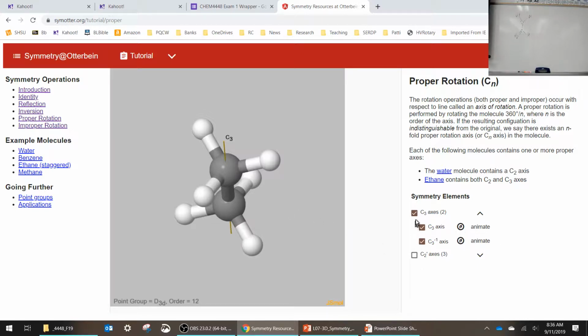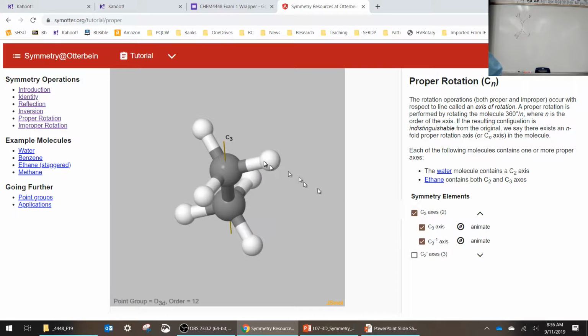Now this has some C2 axes. What do I mean by C2? That little subscript 2, what is that telling you? 180. Yeah, so it's whatever you're dividing 360 by. So 360 divided by 2 is 180. And so the C2 axes are 180 degrees.